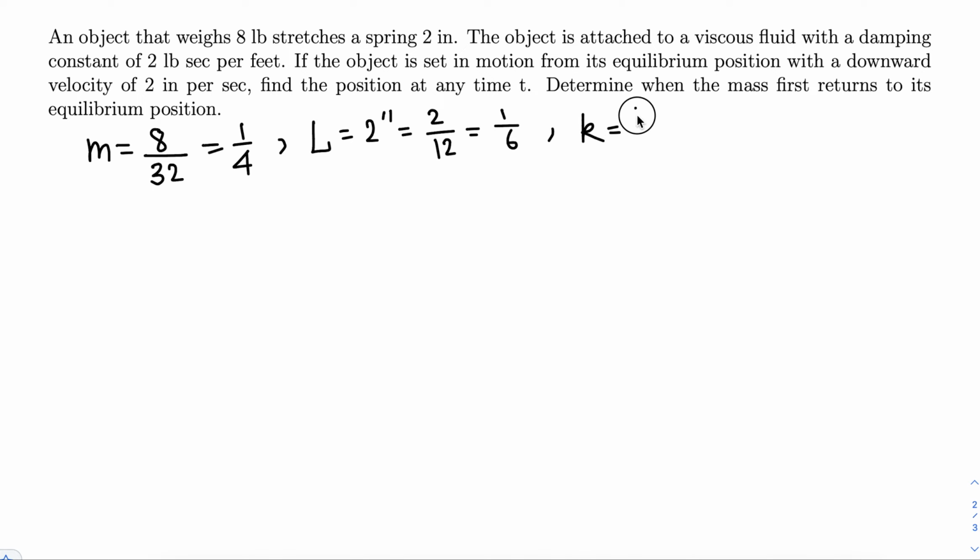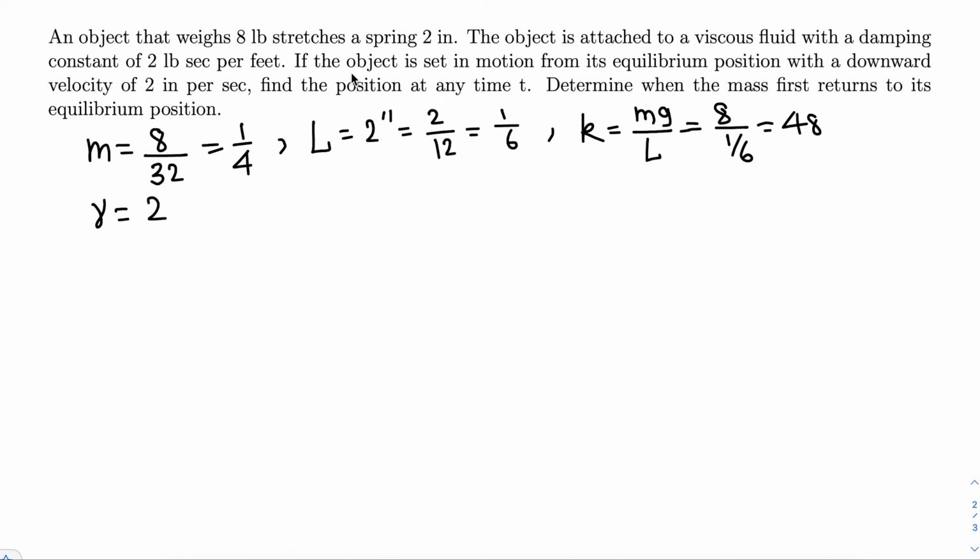K is the weight mg over the stretch length. Weight is 8, divided by 1/6, which is 48. Okay. Now let's read the question more. The object is attached to a viscous fluid with a damping constant. Okay, so there is a damping.